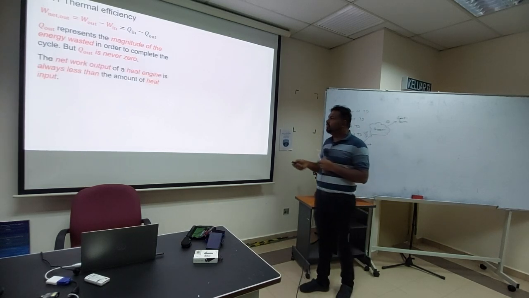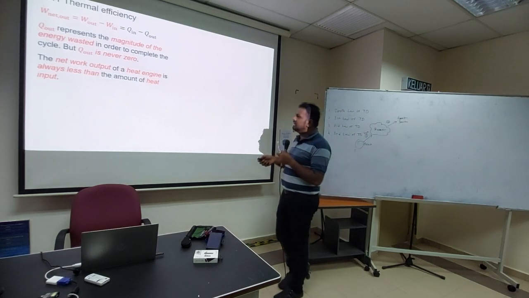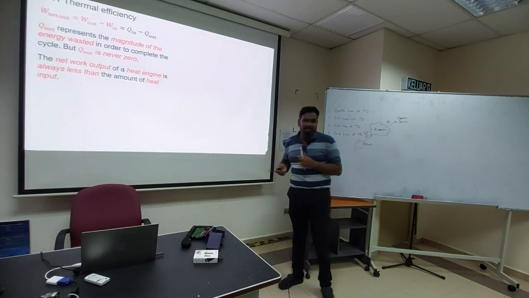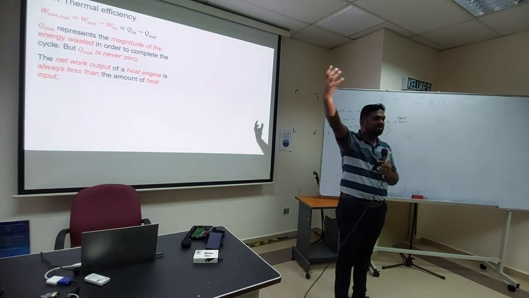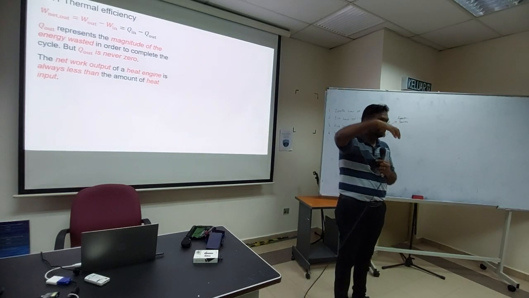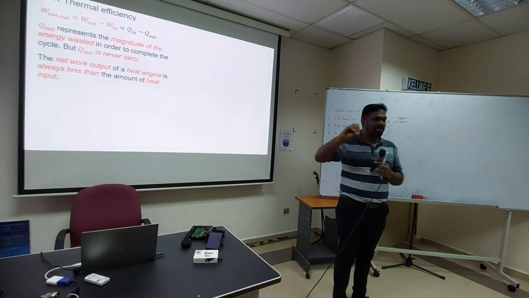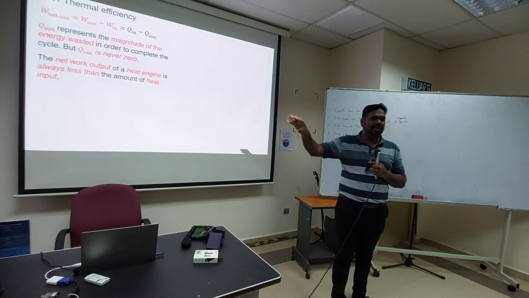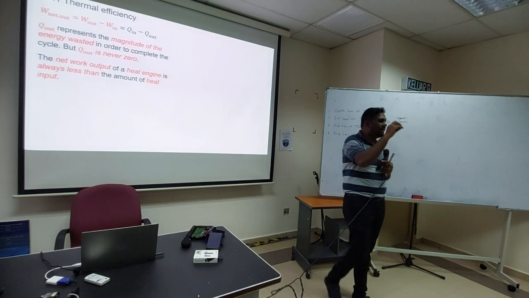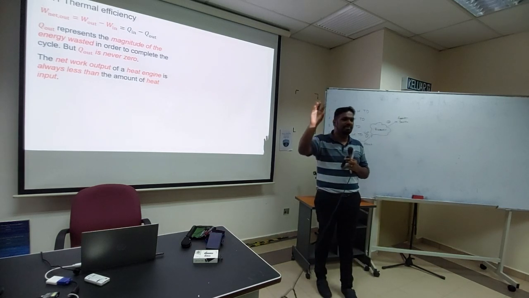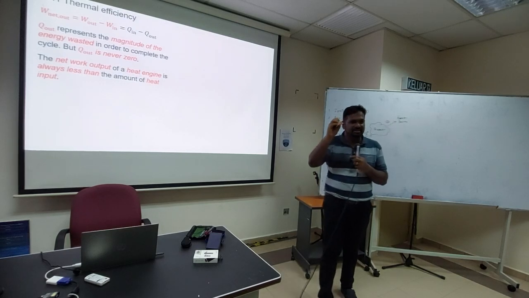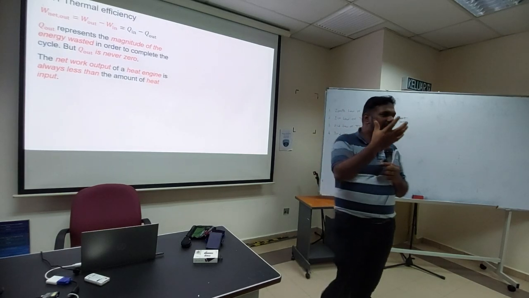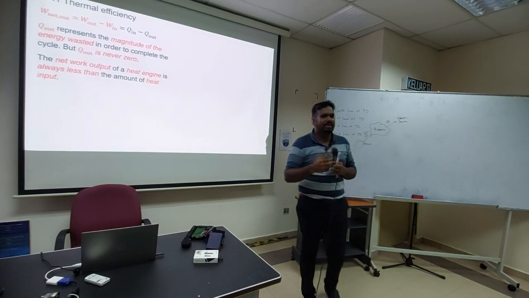The net output of the heat engine is always less than the amount of heat input. So from the source, let's say you are receiving 500 degrees Celsius. Whatever is converted to work will not be the energy associated with 500. Maybe it is 450, so 50 degrees Celsius of energy will be released as heat.